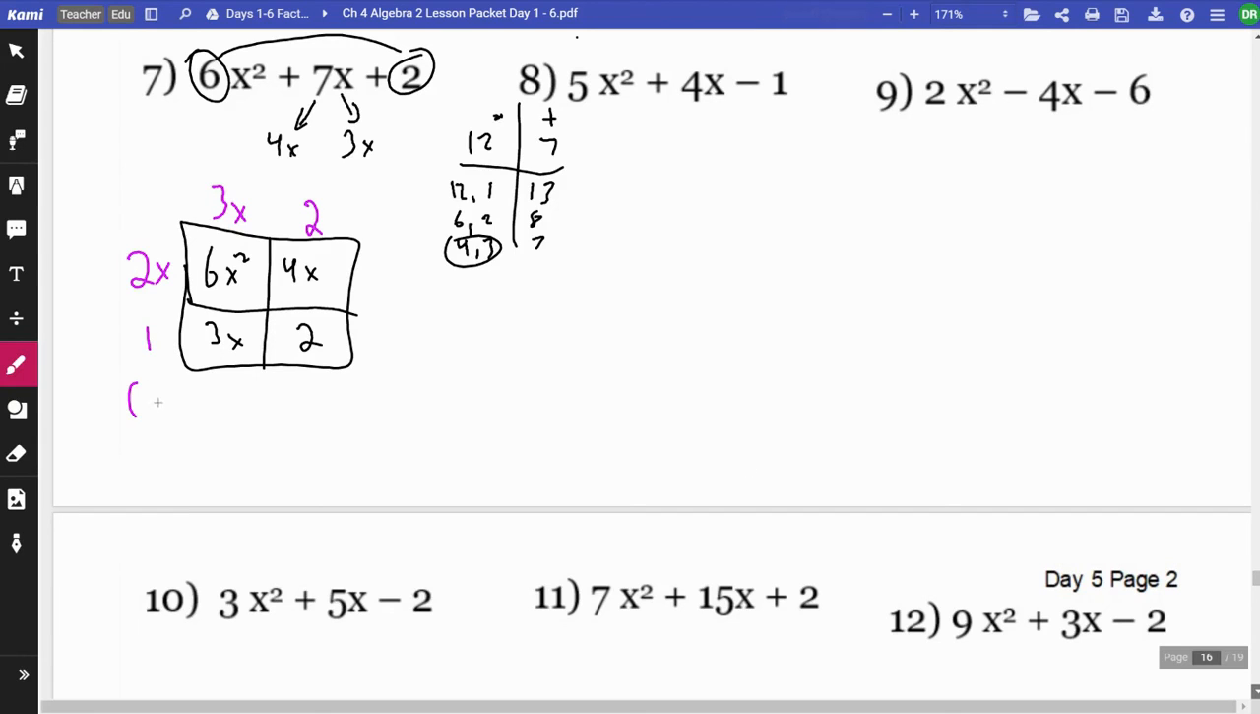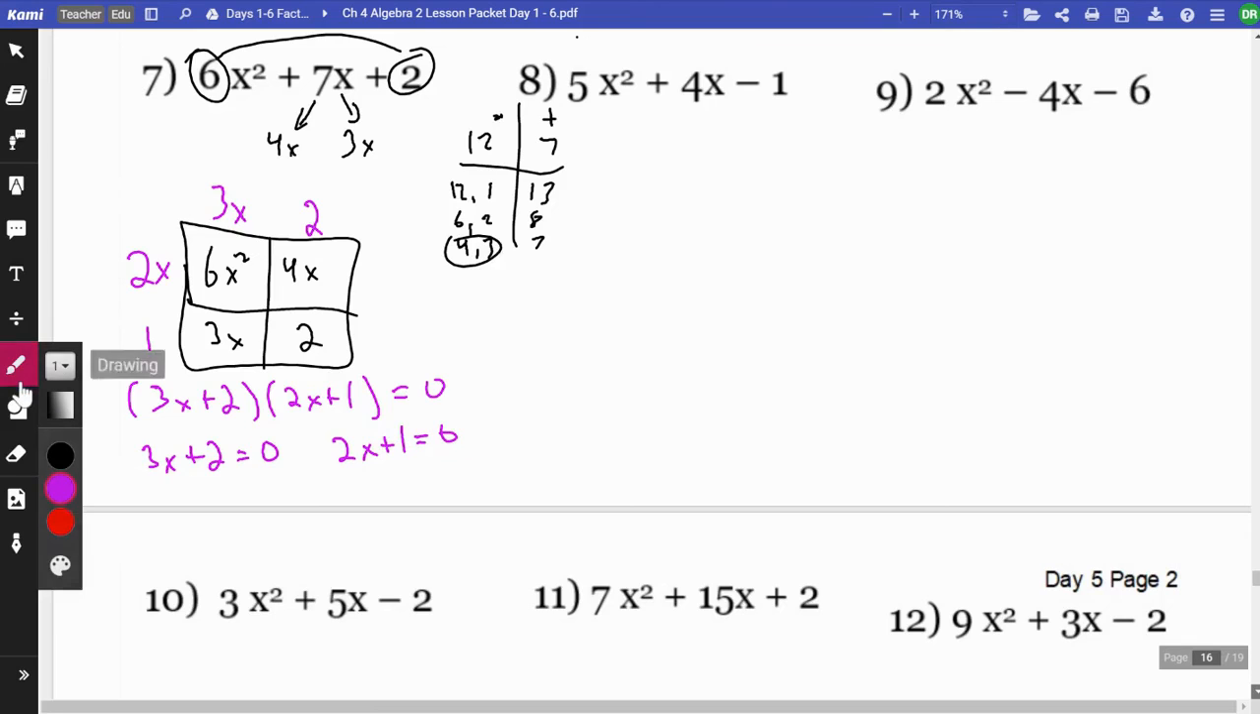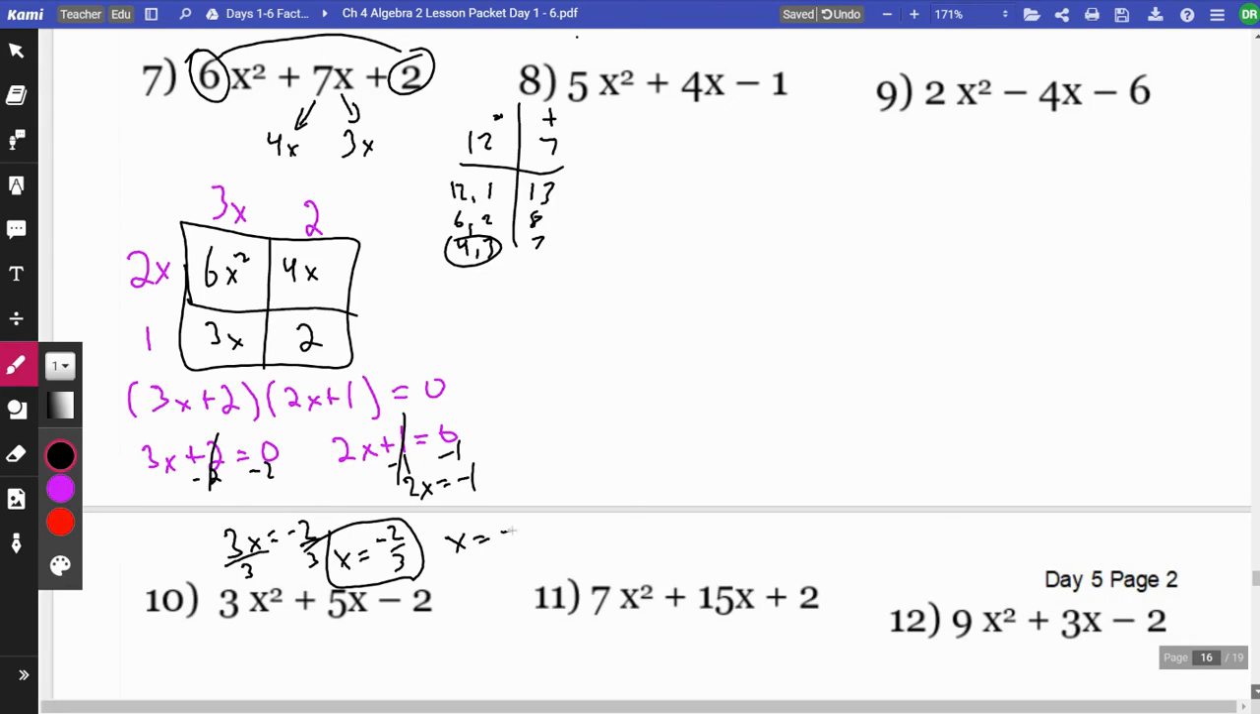And then our 2 bubbles are 3x plus 2 and 2x plus 1, and that is equal to 0. So we split them up and we get 3x plus 2 equals 0, and 2x plus 1 equals 0. And then we want to solve these. We get -2, running out of room. So you get 3x equals -2, and you divide. And then 2x equals -1. Divide by 2, x equals -1/2.